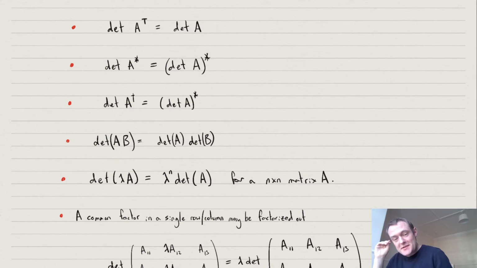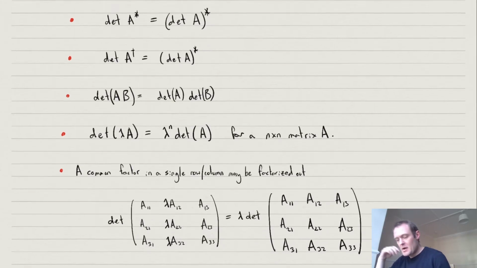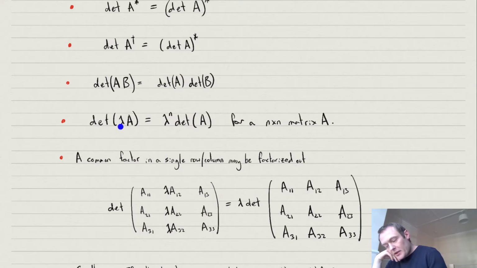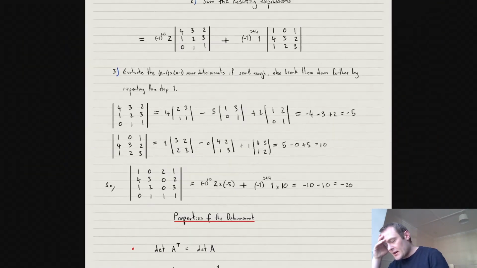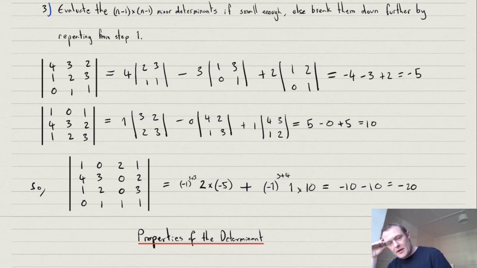Determinant of two matrices multiplied together is just the same as the determinants multiplied together. So det of AB equals det of A times det of B. If I multiply a scalar by the matrix, then I'm going to get the scalar to the power of n if the matrix is n by n. So just recall that multiplying a matrix by a scalar is the same as multiplying every element by a scalar. So every single element would get that factor larger.